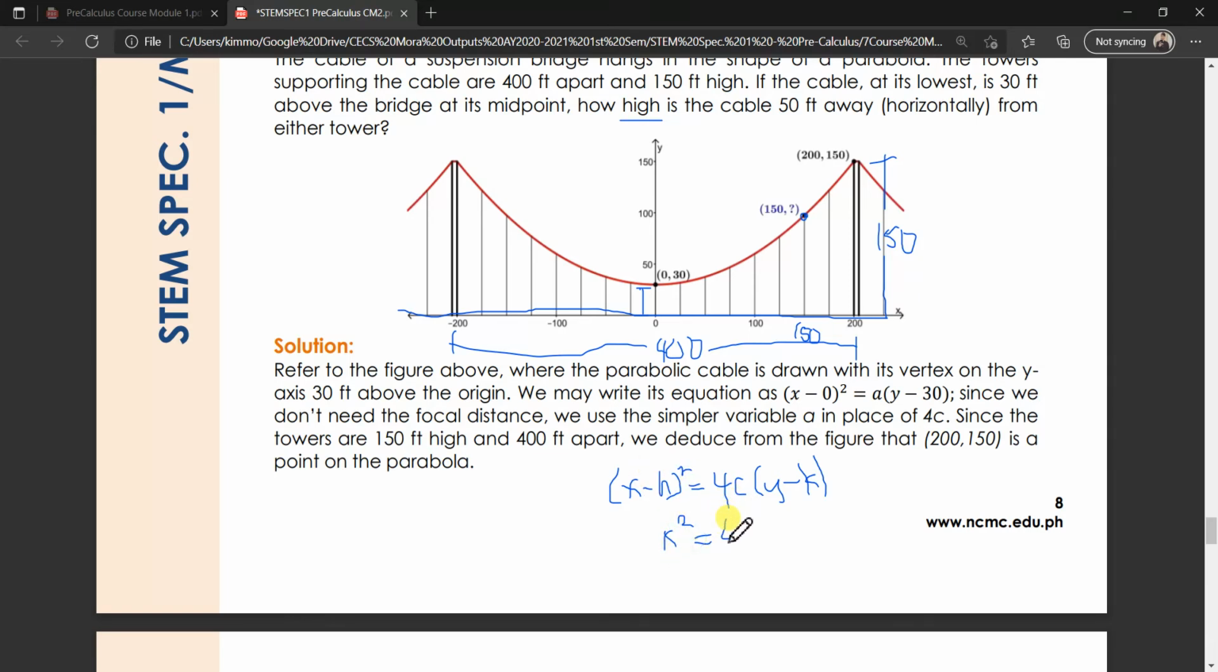So we have x minus 0 is simply equal to x. Then we have 4c times y minus k. So our k is equal to 30. So nahimo ni atong equation nga x squared is equal to 4c times y minus 30.